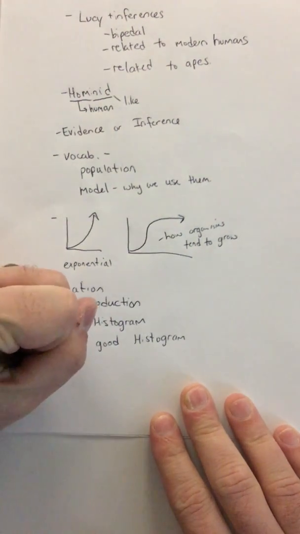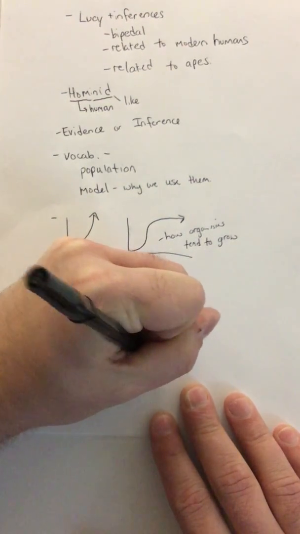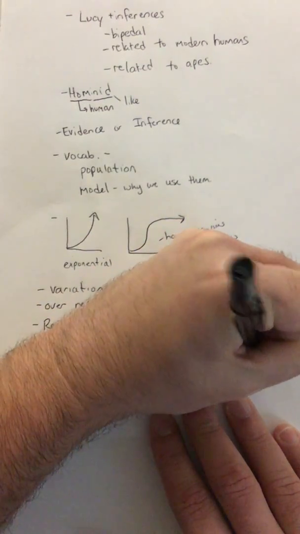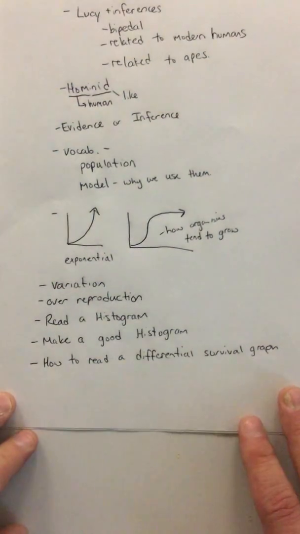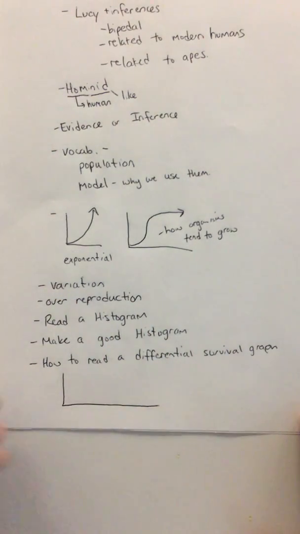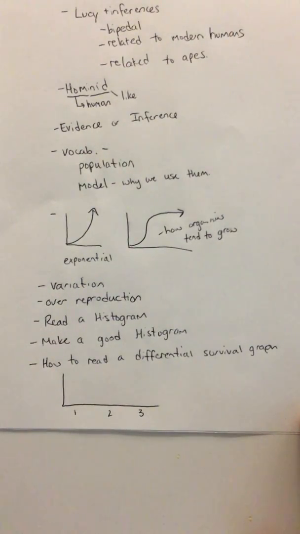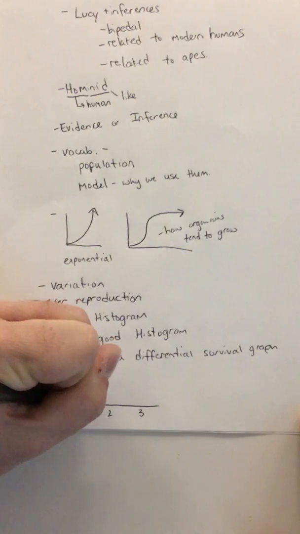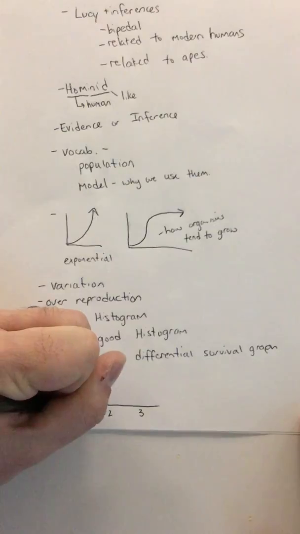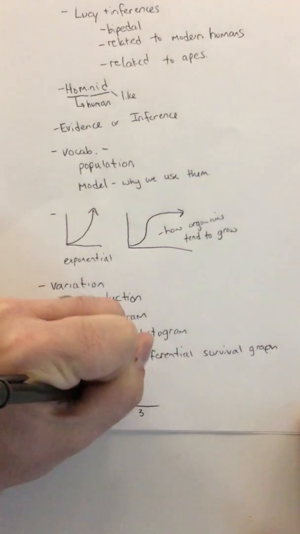You'll have to know how to read a differential survival graph. That one's going to be just like the one that you made when you played the bean game. So where you have generation 1, generation 2, generation 3, right? And let's say I only have 3 populations, to make it a little bit easier for me to draw, right? I'll make this one dark. I'll make this one dotted.